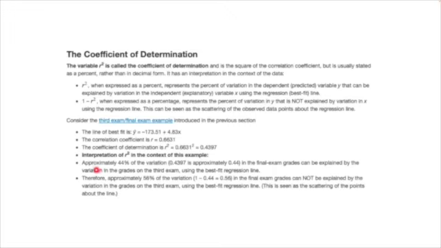R squared, when expressed as a percent, represents the percent of variation in the dependent variable that can be explained by the variation in the independent variable. So if it's 44.4%, we'd say approximately 44% of the variation in the final exam grades can be explained by the variation in the grades of the third exam. So then 1 minus R squared would be 56% of the variation cannot be explained by the variation of the third exam.